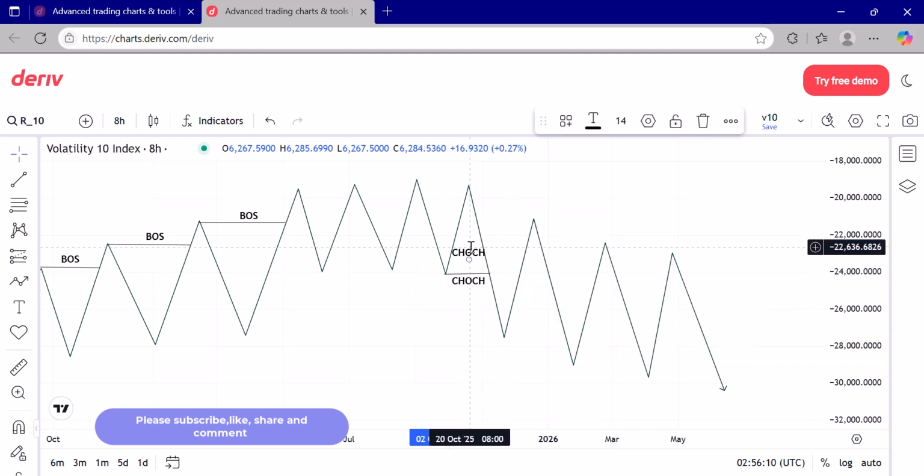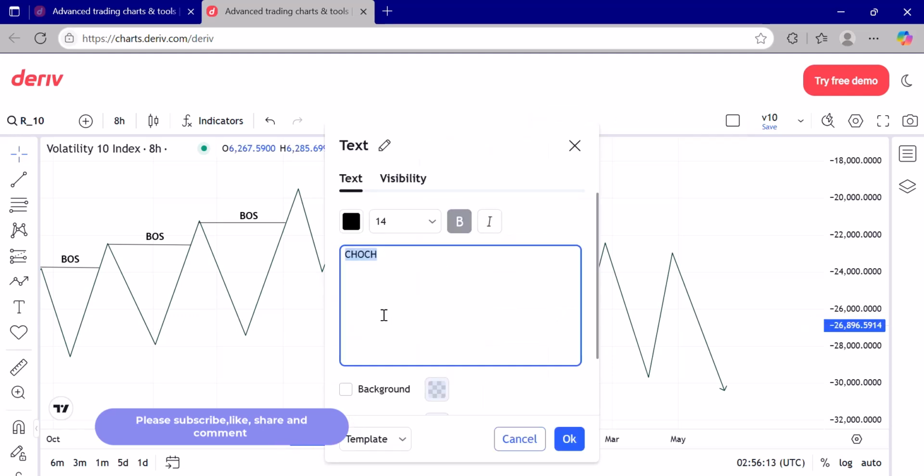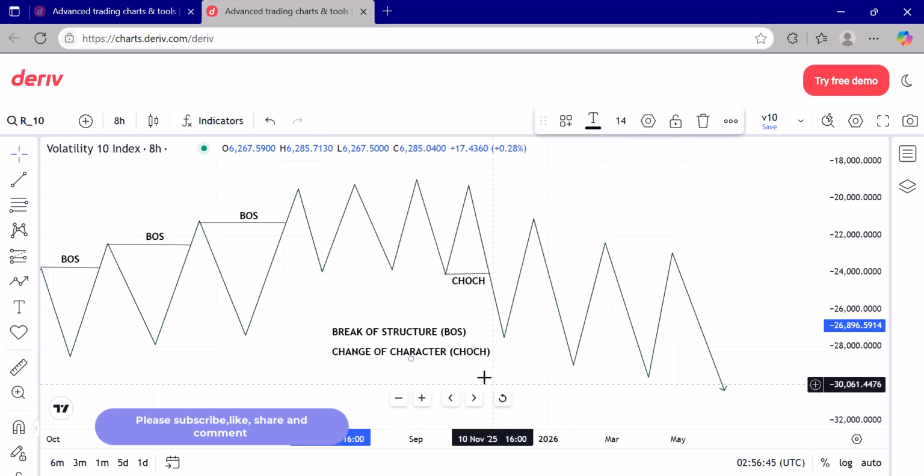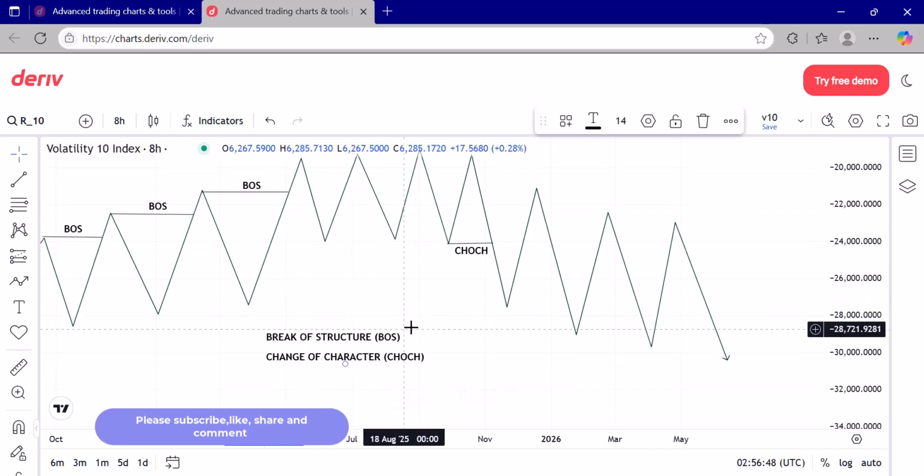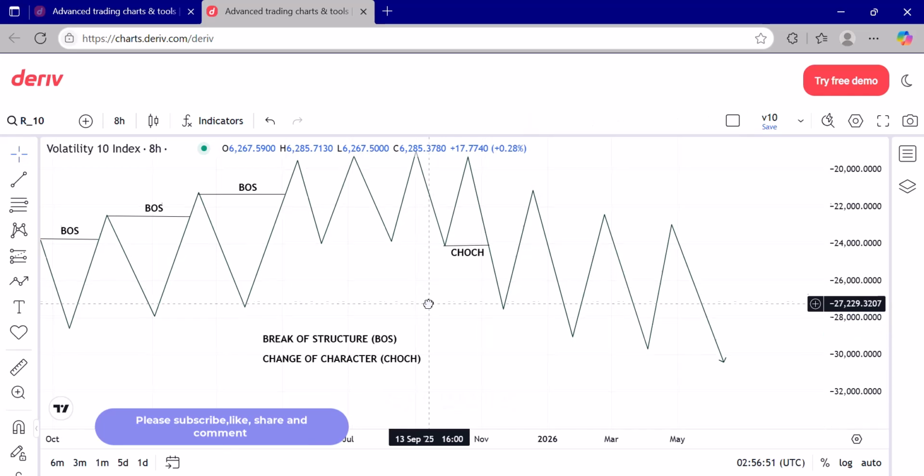Let's have this cloned. So we'll have a break of structure. That's a BOS. We also have a change of character, or CHOCH. So BOS is break of structure. CHOCH is change of character.